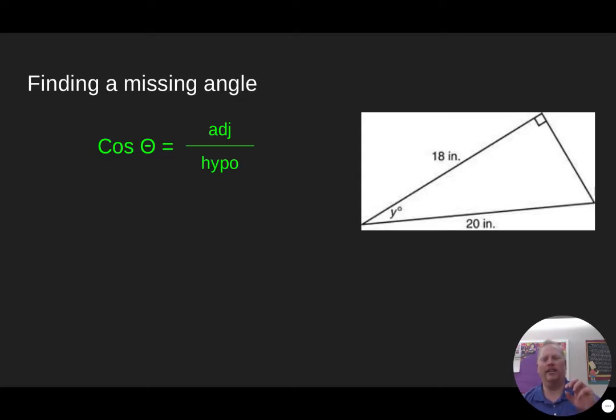So let's take all the variables and plug in the actual numbers that we use. So cosine of theta, my angle, in this case is going to be y. And then 18 is the adjacent, 20 is the hypotenuse. So there's my equation. Cosine of y equals 18 over 20. So after we plug everything in, our next step is to get the variable by itself. Well, how can I get y all by itself when I've got that cosine right there?